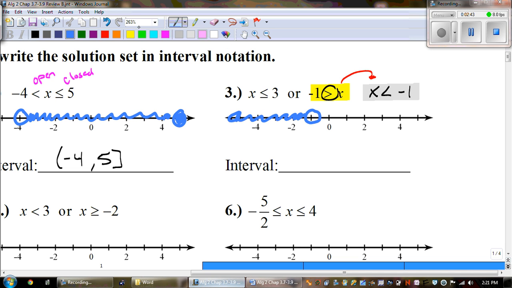Now our second inequality, x is less than or equal to 3. So at 3, I'm closed and I'm less than or equal to that. And there we go. So what is shaded? Well, our graph starts at -infinity all the way to the left. Yeah, that's -infinity. And then it stops at 3. And are we open or closed at 3? Closed.